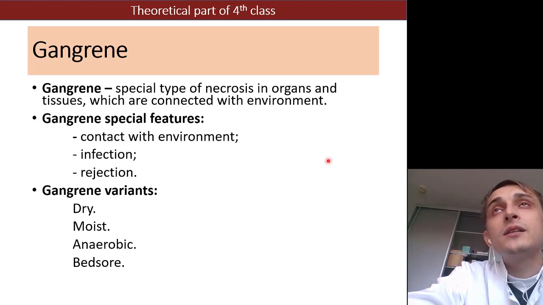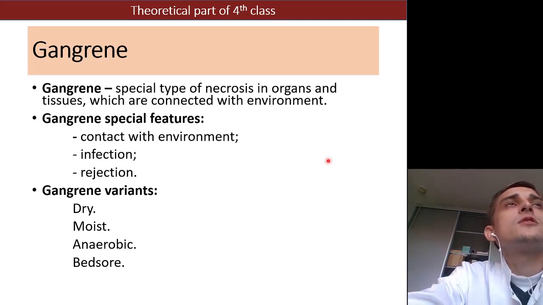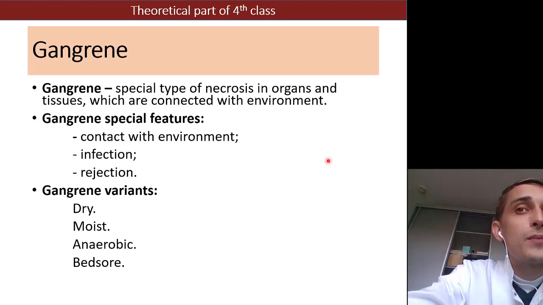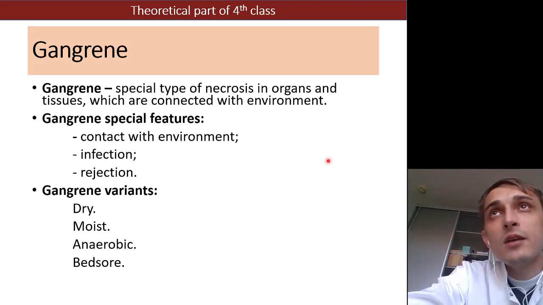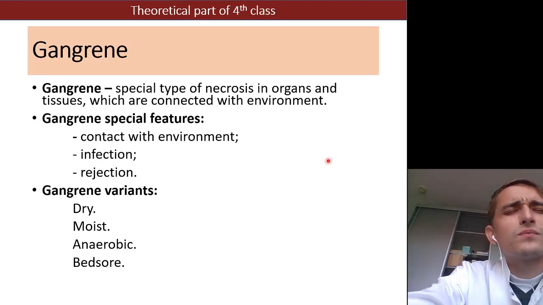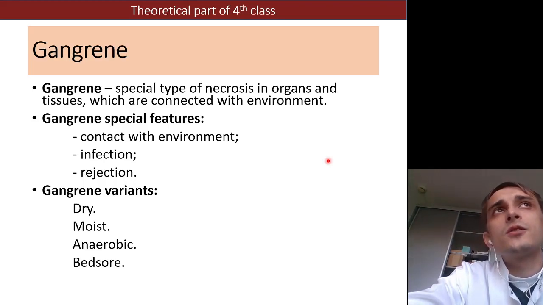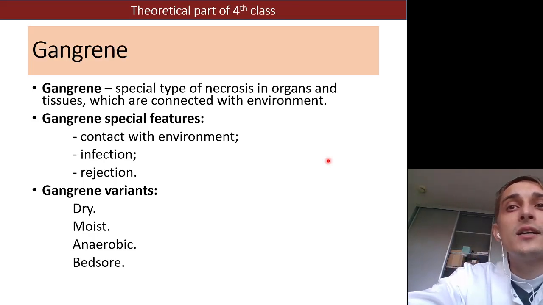Gangrene may be dry, and as a result of dry gangrene, we may see changes like mummification. I hope you know what a mummy is, and probably once in your life you may have seen a mummy. The tissues transform like that, and they look solid. They will have a black color and a dry surface. All tissues in gangrene have a black color because of accumulation of special salts, and the name of this salt is sulfide of iron.